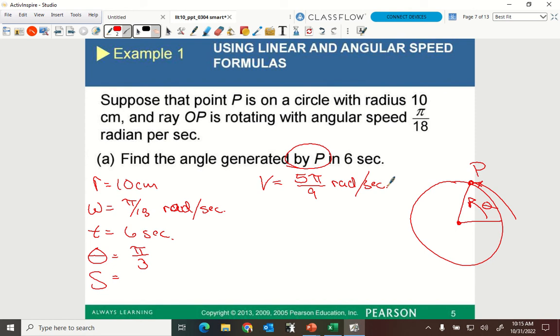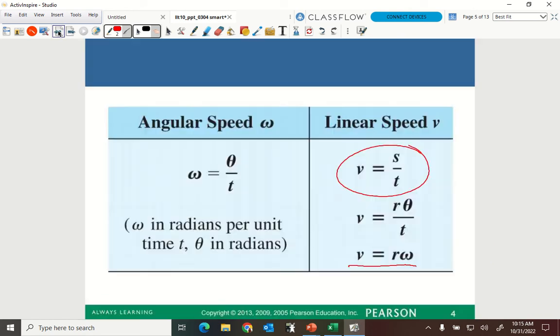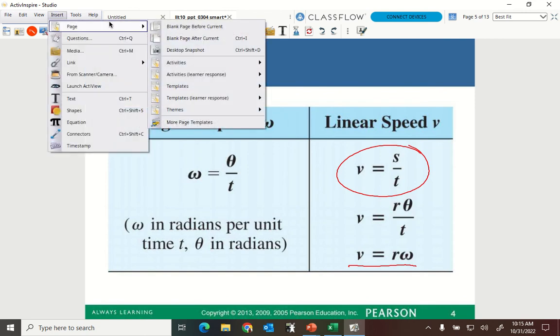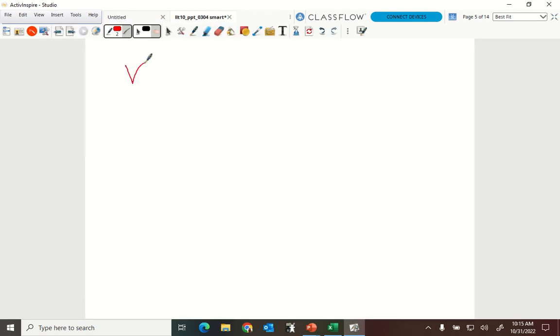All right, so now that I know that, can I solve for my S? Yes, it's right here. So now I have to solve for S. I now know what V is, I know what T is, and I can solve for S. So V equals S divided by T. My V is 5 pi over 9, equals S divided by time, which was 6.